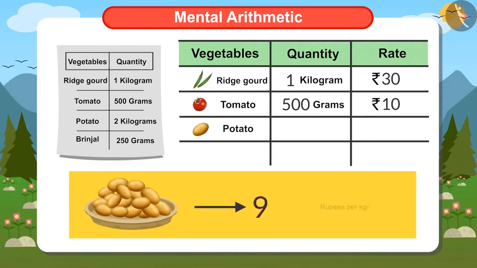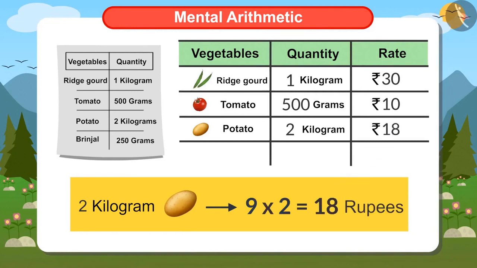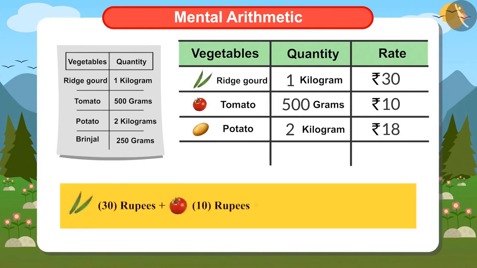Potatoes are 9 rupees a kilo, and I have bought 2 kilos of potatoes. To find the cost of 2 kilos of potatoes, I have to multiply 9 by 2. 9 twos are 18. That is, I have to pay 18 rupees for potato. I will also add this to the price of ridge gourd and tomato. And the answer is 58 rupees.